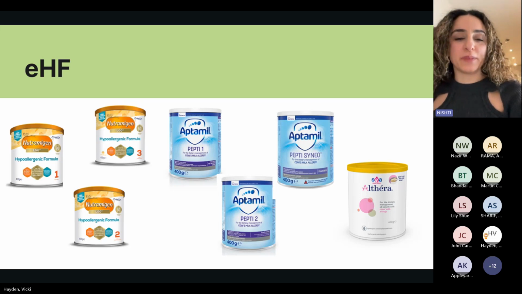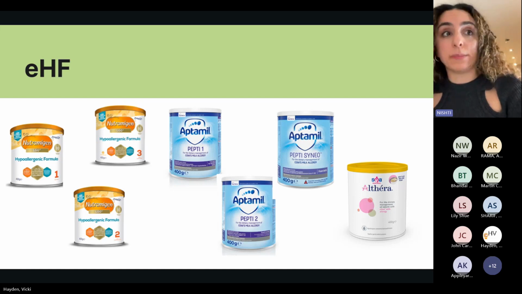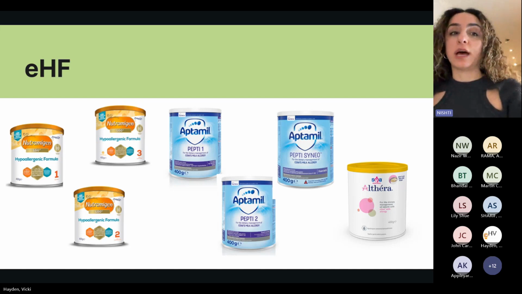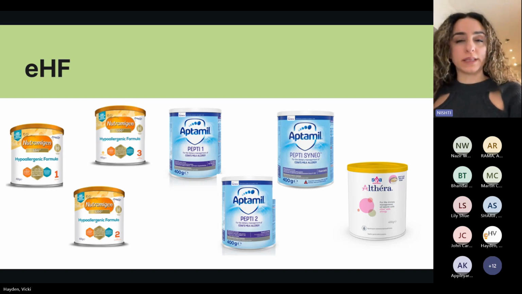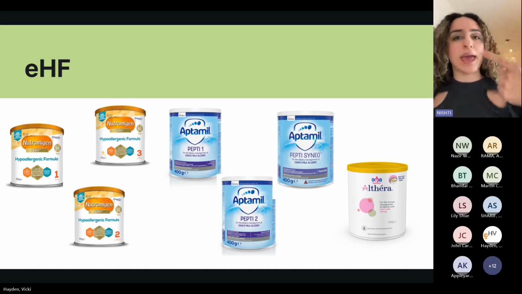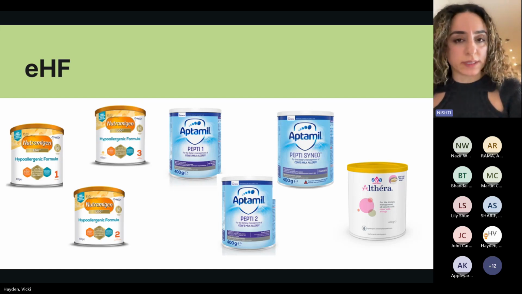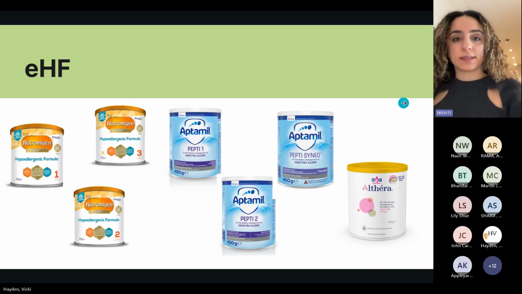So this is where I would still prescribe one of the extensively hydrolyzed formulas. But if they have, for example, eczema, I wouldn't. If a child has eczema, as per guidelines, I would prescribe an amino acid formula. So it depends on the severity of their symptoms. So symptoms and age, because not every child will want to have Nutramigen, particularly if they're older, because it doesn't taste very good, unfortunately. Next slide, please.